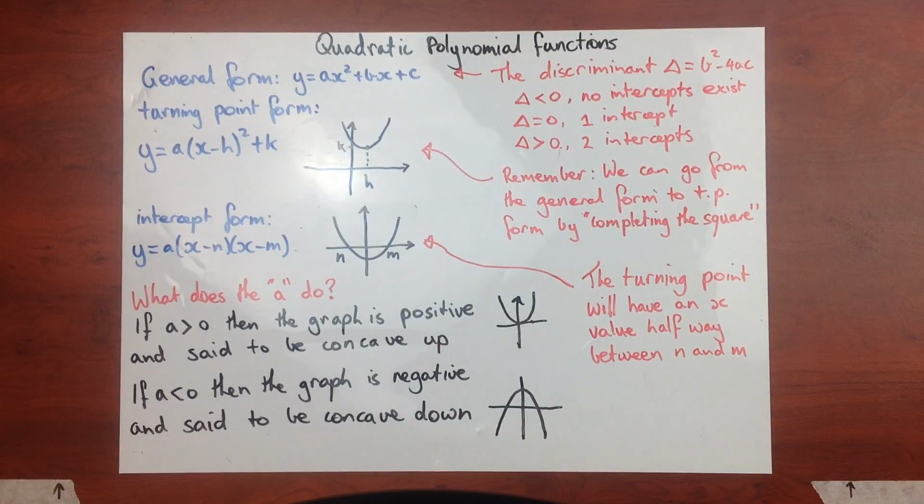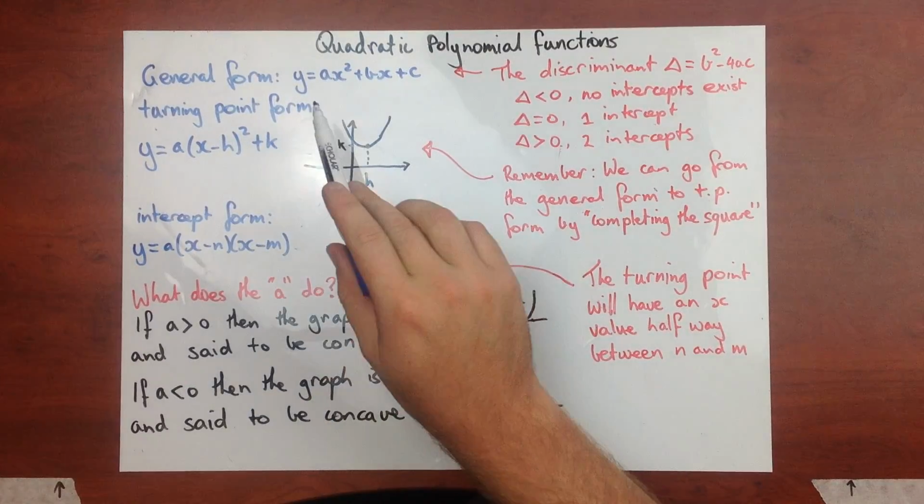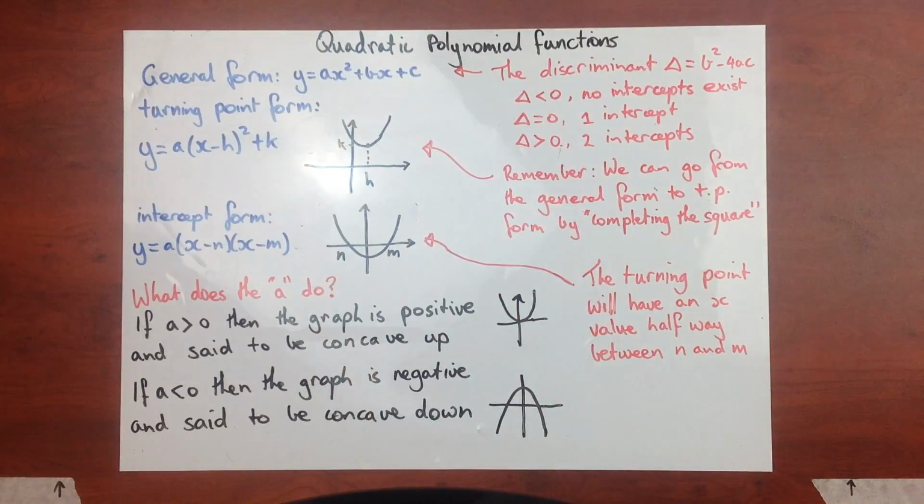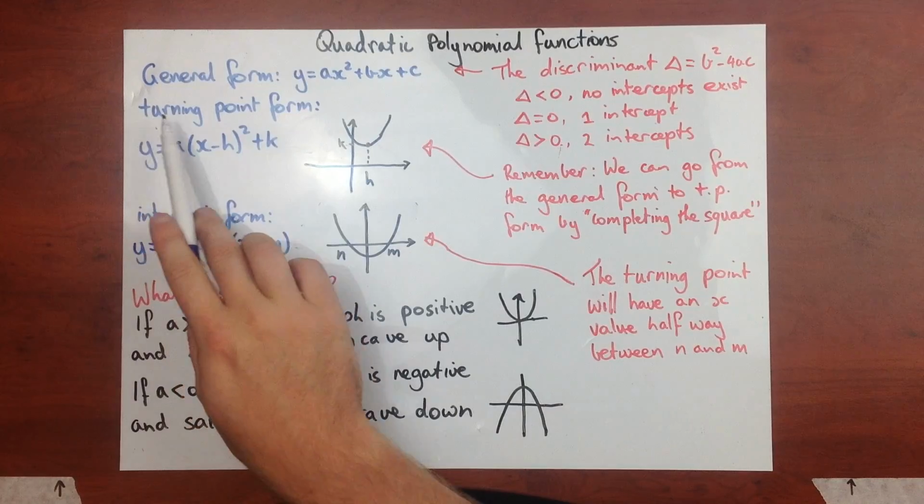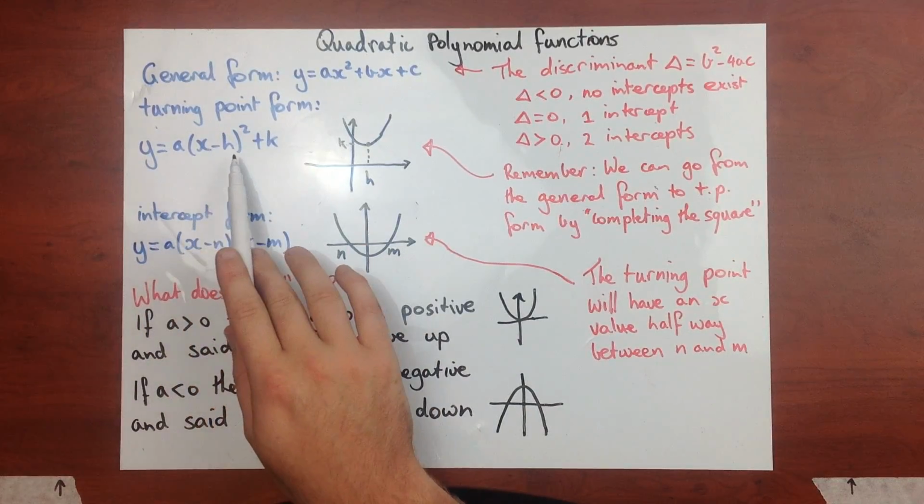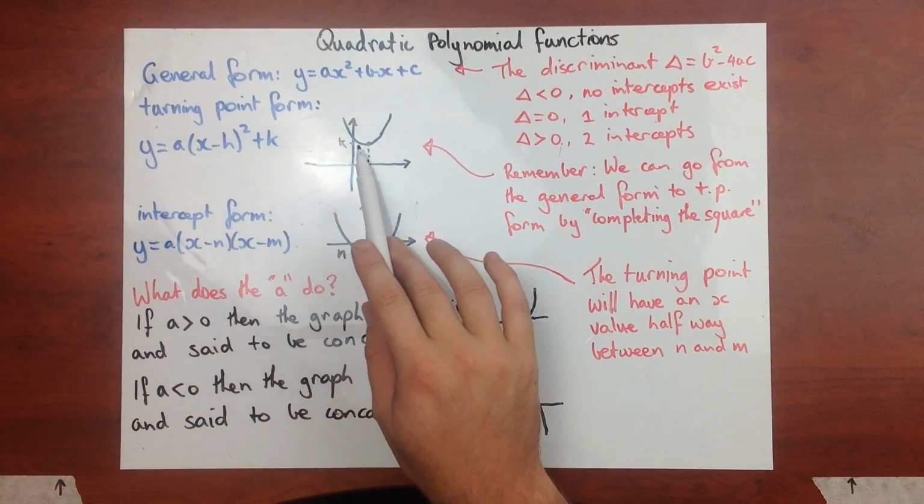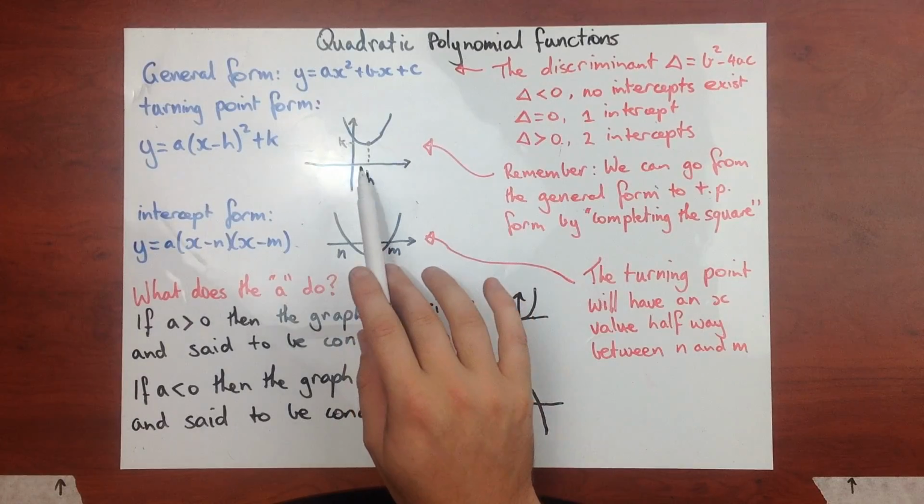Okay, in this tutorial we're going to be looking at quadratic polynomial functions. Okay, so we've got a few different forms. Our general form is y equals ax squared plus bx plus c. We also have a quadratic in the form that's known as the turning point form, which is y equals a(x - h) squared plus k, where our turning point is at the point (h, k).